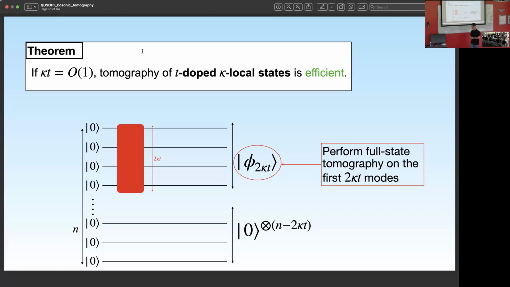Another question. I've heard of Gaussian states, and I know that they are kind of natural. But for this construction, the T-dot K-local states, how natural are they? Is it something that is well known, or is it just something that you came up with for this purpose? Yeah, it's okay.